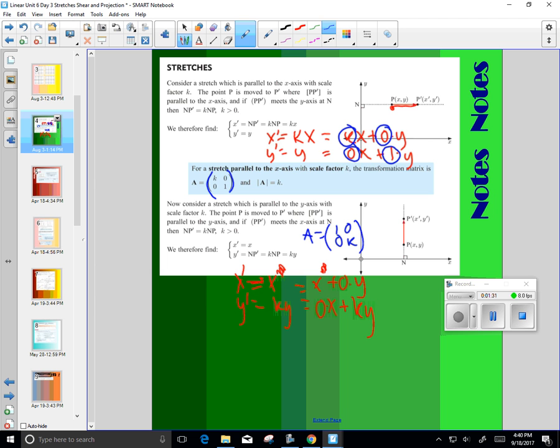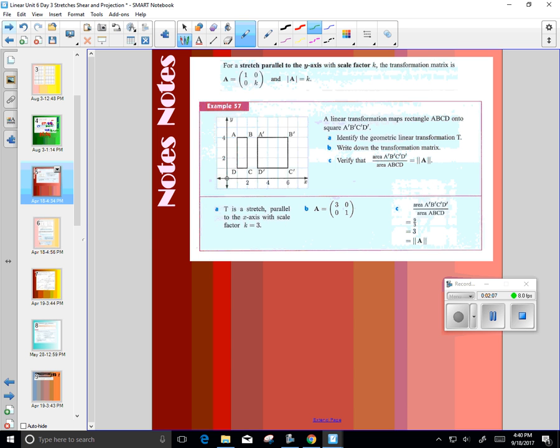Now, what's interesting about both of these is if you found the determinant of them, the determinant of A is going to be k times 1 minus 0, which is k. Same with this one. The determinant of A is going to be 1 times k, which is k, minus 0 again, which is k. That's how you can tell that it's a vertical or horizontal stretch. Just take the determinant and see if you get that stretch factor. Okay. And here's the formula.